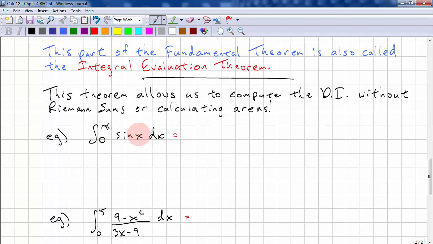Okay, so the antiderivative of sine is negative cos x. And then we write it like that. Lower limit, upper limit. So we use the upper limit first. Negative cos pi minus negative cos 0. Now we evaluate. Cos pi is negative 1, minus negative, and cos 0 is just 1. We have a minus negative 1 and a minus negative 1, so those are both positive. This is just 2.